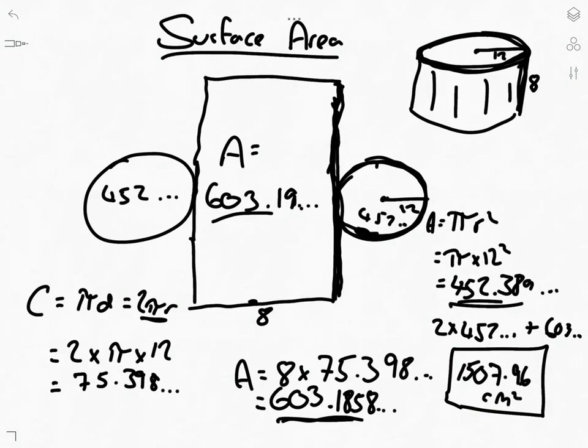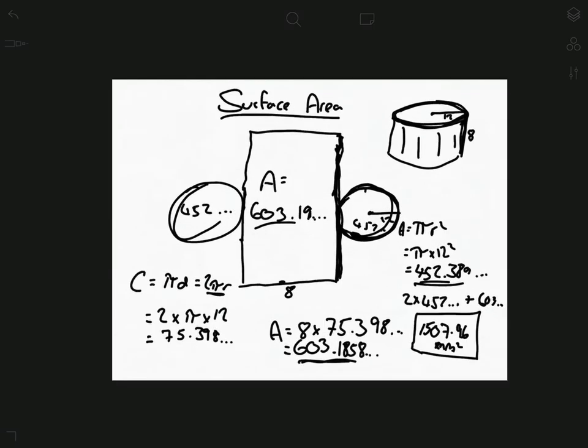centimeters squared. Or is it? Sorry, it should be millimeters squared. Okay, so that's how we do it with the cylinder. I hope that made sense. So we unfold it, we get the area of the two circles, and then to get the area of the rectangle, we have to find the circumference.